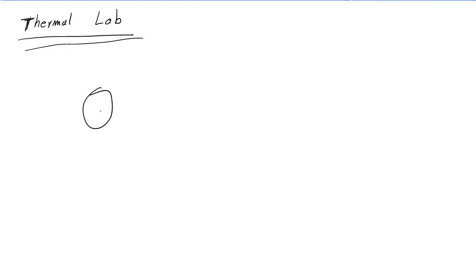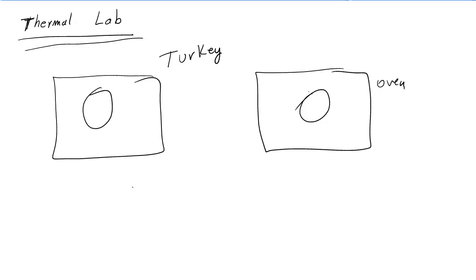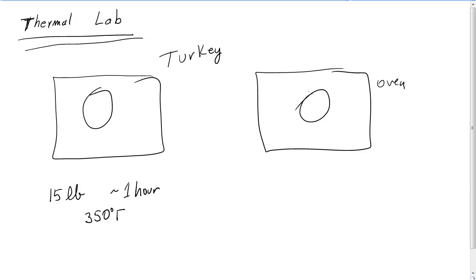Let's consider a situation where you have a turkey. In one case, we'll just put it in an oven, and in the other case, we'll put it in a turkey fryer. Now, if you go to Wikipedia or some other books or information, you'll find out that a 15-pound turkey will take about 1 hour at the grease temperature of 350 degrees.